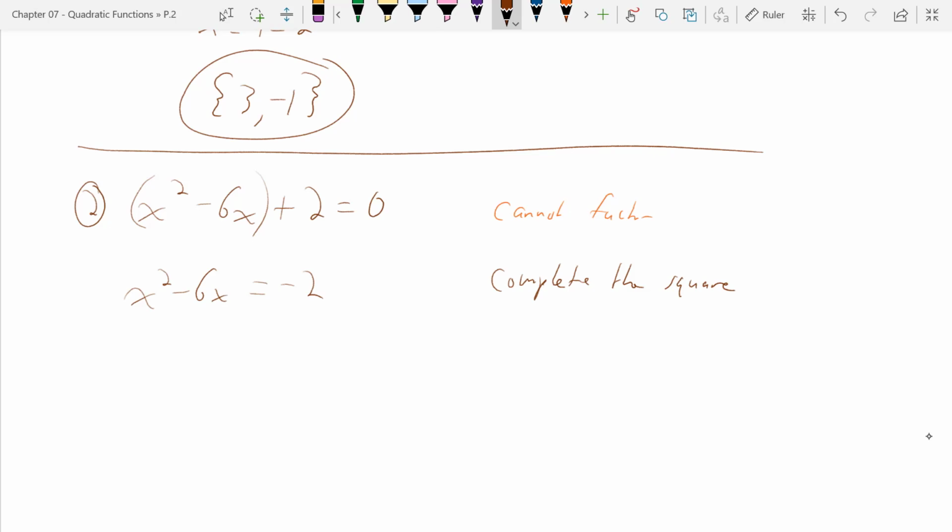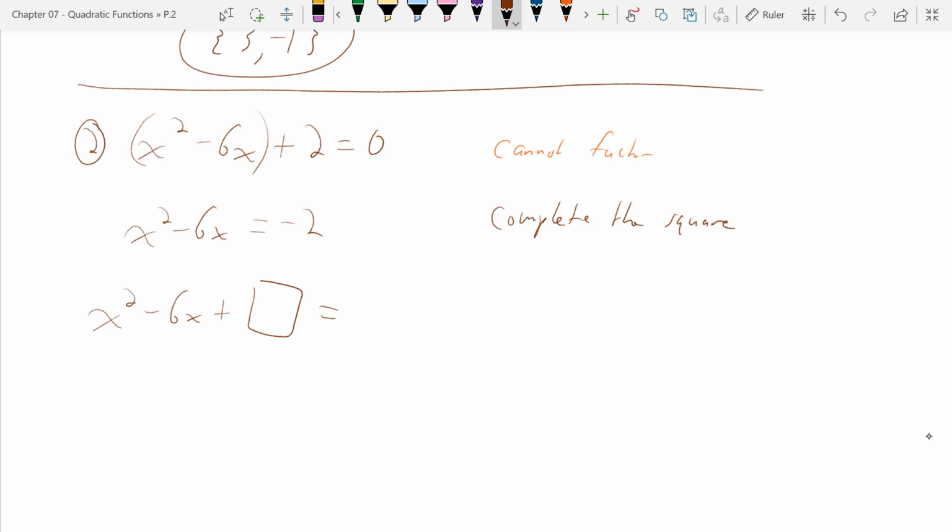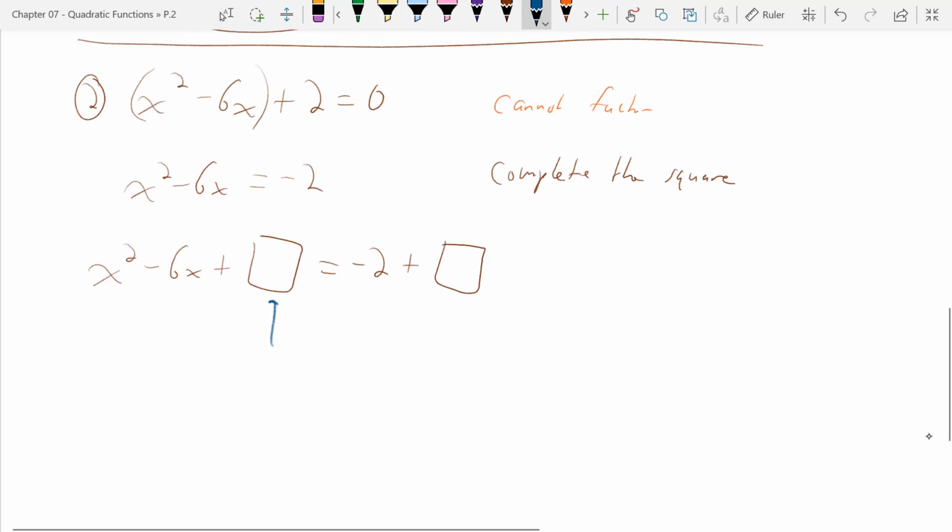Okay, then we have x squared minus 6x equals negative 2. What I'm going to now do is add something to both sides. So this is a new step right here. I'm going to add a box to the left side, and on the right side I'm going to do a negative 2 plus another box. My question is, what needs to go into this box that would make this polynomial on the left side become a perfect square?